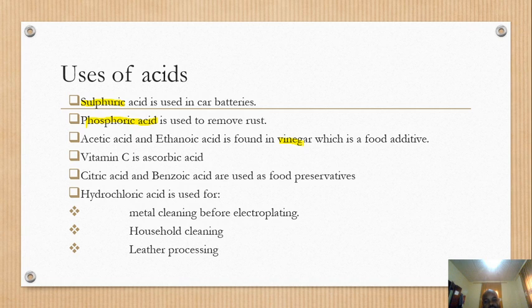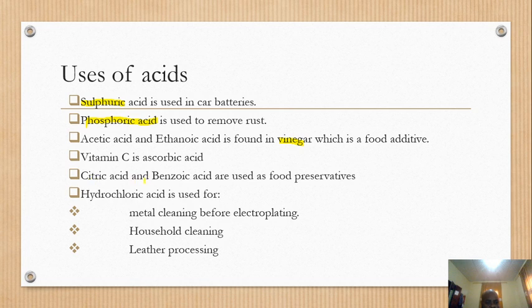Vinegar is found in food additives. Vitamin C is ascorbic acid. Yes, I said this in the beginning. Vitamin C is ascorbic acid, so it's used as a vitamin. Ascorbic acid is used as what? As a vitamin. Acetic acid and ethanoic acid is found in vinegar.